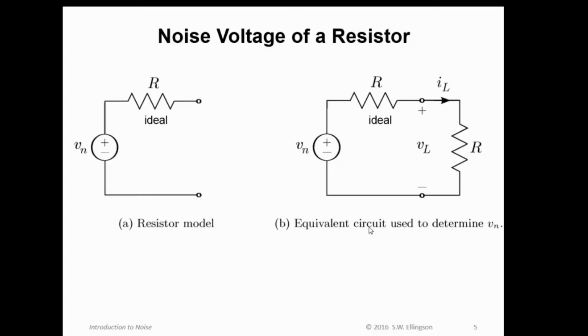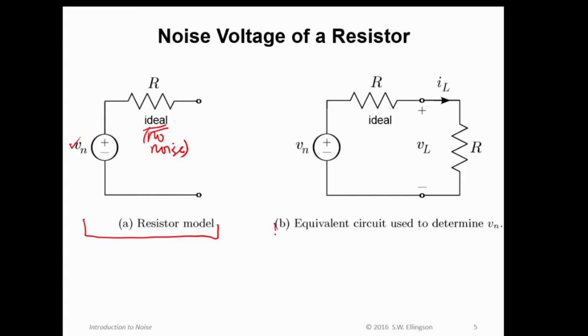So let's talk about the noise voltage of a resistor. On the left, I have a model for a resistor. In this model, the resistor is modeled as an ideal resistance, that is a resistor which has no noise. And then the noise is represented by this voltage source, V sub n. What I've done here is represent a physical resistor, which has thermal noise intrinsic to it, as a Thevenin equivalent circuit consisting of the ideal resistance that has no noise, and a voltage source which accounts for the thermal noise of the resistor.